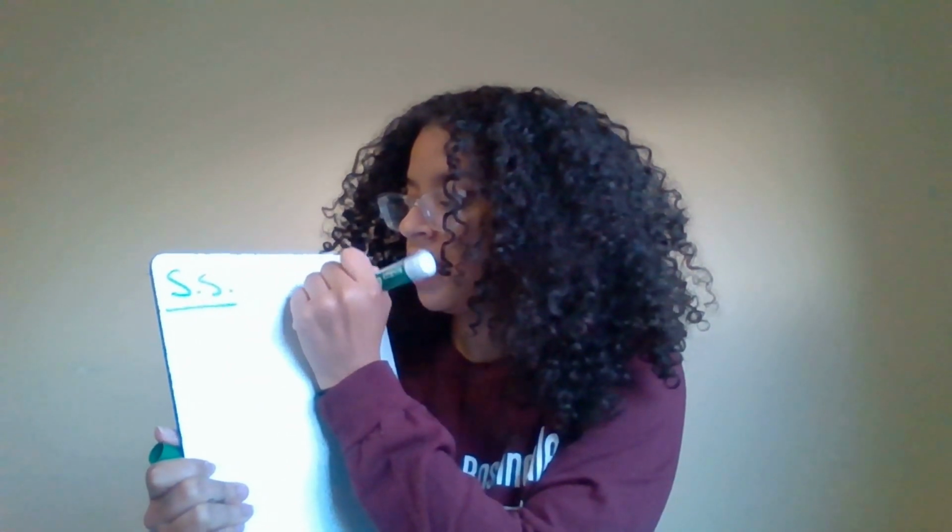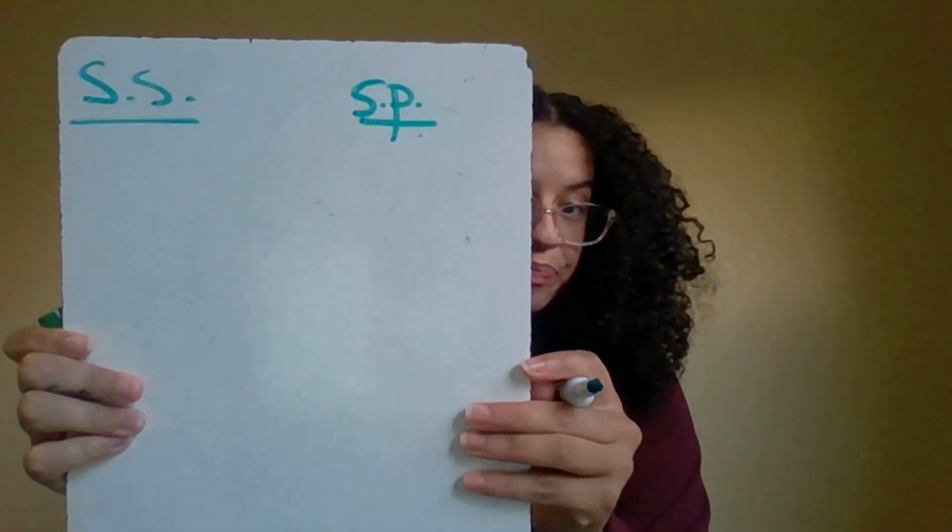So we're going to set up our board or your piece of paper, whatever you have. We have S for simple subject, and we have SP for simple predicate. Now I'm going to read the sentence twice. You're going to read it the third time, and you're going to write down the simple subject and the simple predicate.